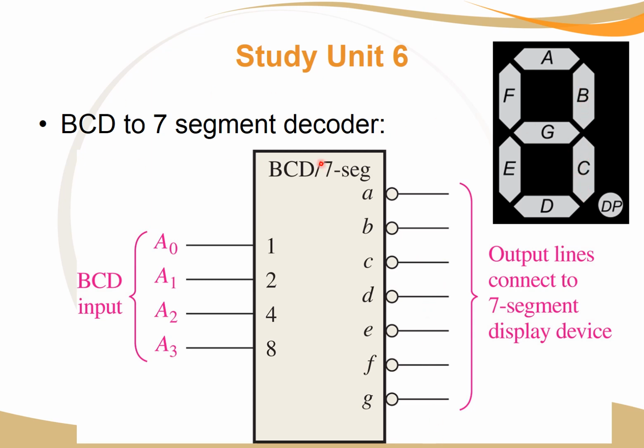So this is what we use decoders for. We decode the BCD number, and then its output is the 7-segment display's input. So we wire this directly to the 7-segment display. All we need to do is send the BCD number, we don't have to do anything else to it, and it displays exactly the 7-segment digit. So this is what we want. This is why we're doing this.